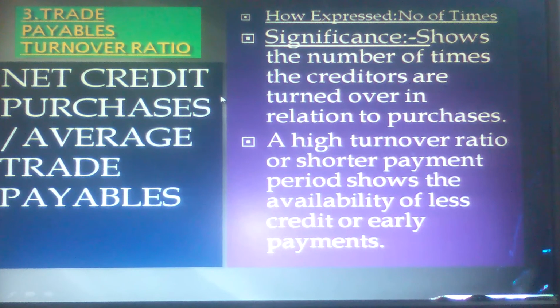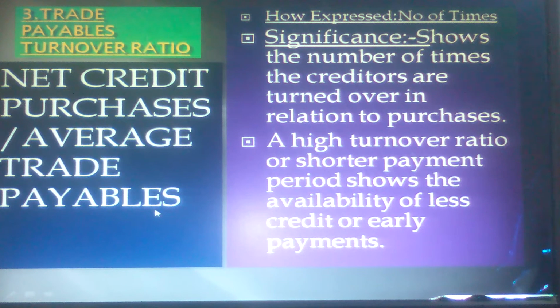Now the third one, trade payable turnover ratio, the opposite of our trade receivables. Here, net credit purchases are nothing but our credit purchases from our creditors. Any purchases on credit, later on we are going to pay our creditors. That's what here: net credit purchases divided by average trade payables.